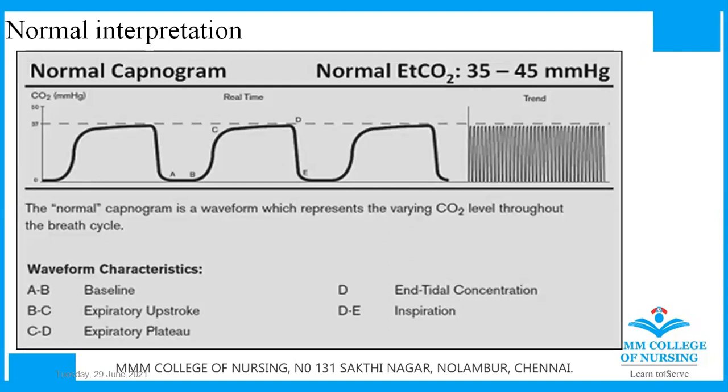The normal capnogram looks like this waveform: AB is the baseline, BC is the expiratory upstroke, CD is the expiratory plateau, D is the end tidal concentration, and DE is the inspiration, where the carbon dioxide level goes down. This is the normal capnographic waveform, and the normal end tidal carbon dioxide level is 35 to 45 mm of Hg.